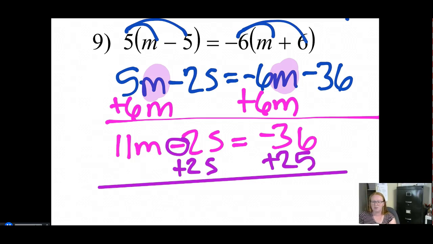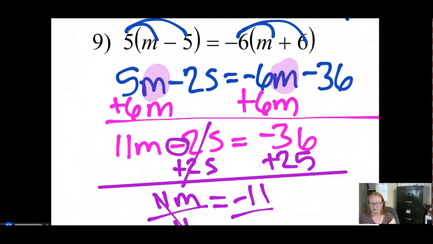It's easier to move things that are farther away. And I'm not going to move that negative 36 because I don't want to end up with nothing on that side. Okay? I want to make sure that there is always an equal sign and there is something on each side. So this cancels. I get 11m equals negative 11. I'm going to go ahead and divide by 11. Divide by 11. I get m equals negative 1. Done.